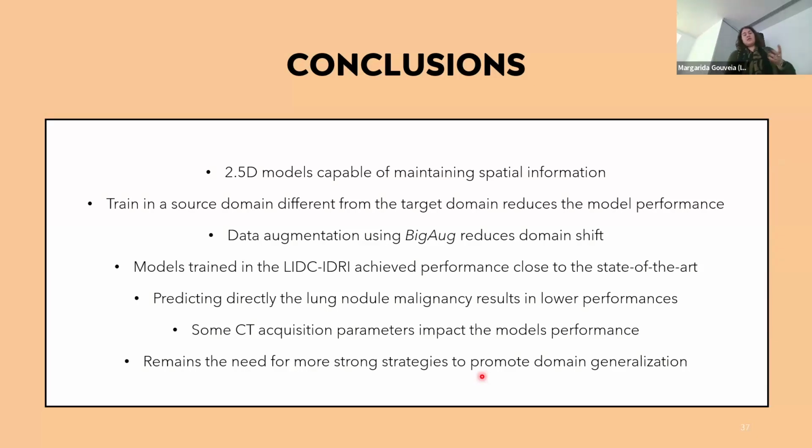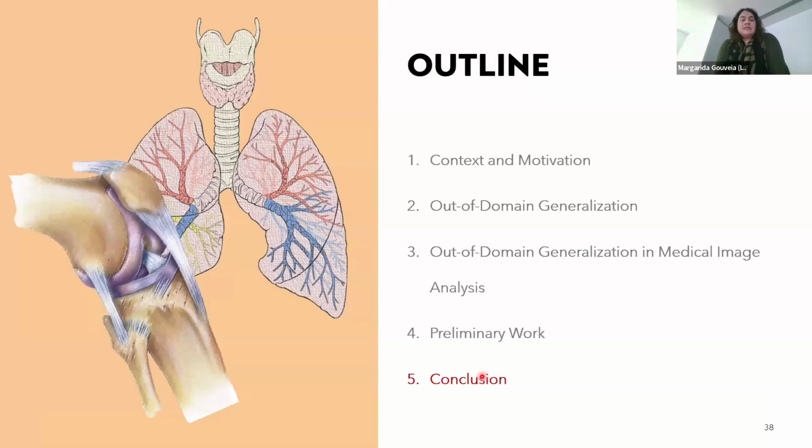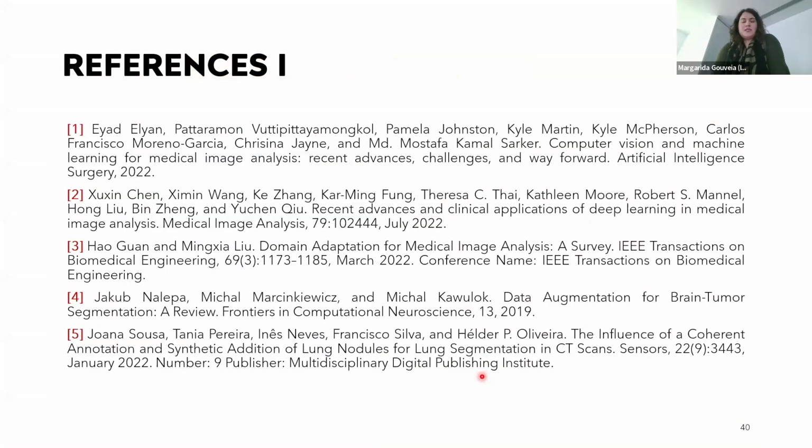The performance was close to the state of the art, but when we evaluate our models on datasets that have true malignancy of the nodules, the performance decays. And the last conclusion, still in analysis, is that some CT acquisition parameters can impact performance, but we still need stronger strategies to promote domain generalization. Yeah, I can pass this part.